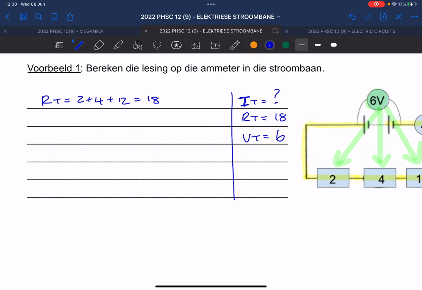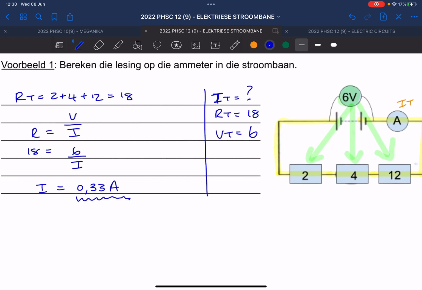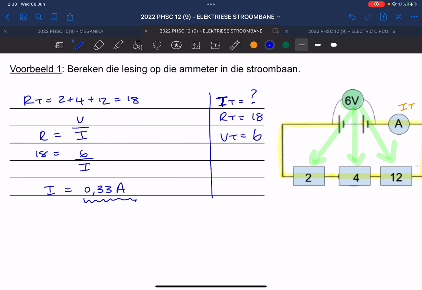18. So, if you have to go determine the current, onthou jy skryf 'n formule neer presies soos wat hy op jou datavel is. Then you substitute the values. And then you rearrange and you kry 0,3333 ampere. Alright, any question there? Juffrou, hoekom, wat, waar? Niemand. Volgende bladsy.